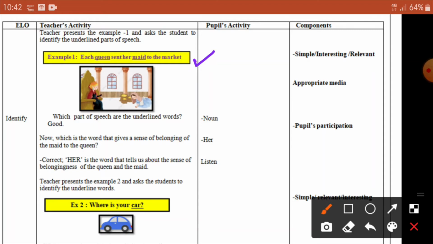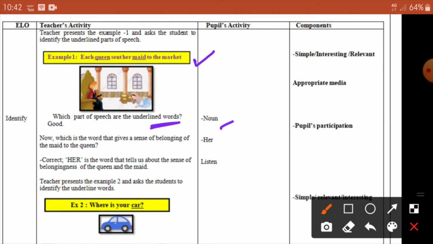Now related to that example, when I have given the example and the related picture, I am asking the question. It means now my involvement of the students has started. So which part of speech are the underlined words? The students are telling noun. Why? Because to teach possessive pronoun, I need to know their previous knowledge related to noun. Then only I can teach them or talk to them about the possessive pronouns or the pronoun.